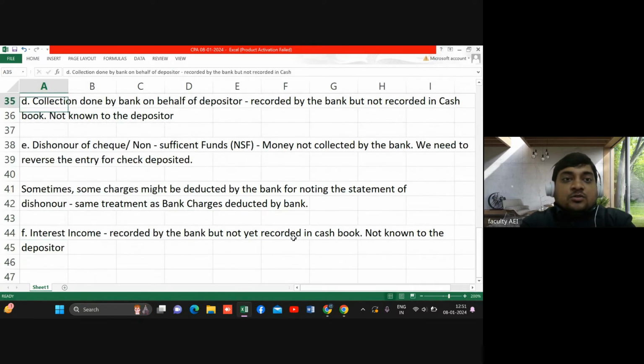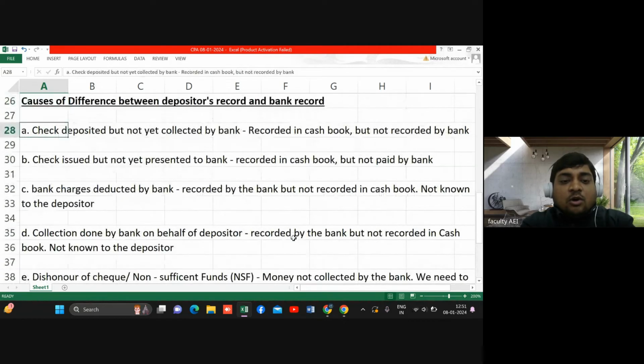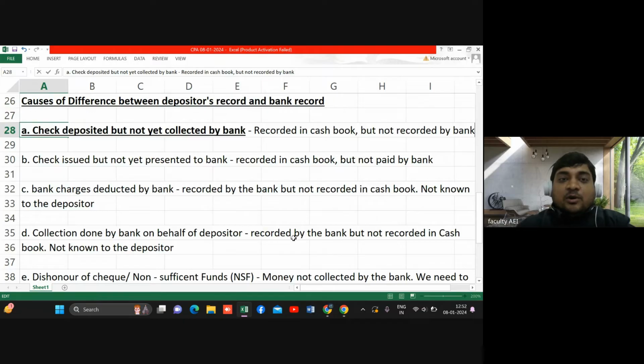Right. So these are a few causes of differences between your depositor record and your bank record, right? So this is basically deposit in transit, right? Whenever you collect a check from a customer, then and there you record it in the cash book. You increase your balance with the bank, and the bank will record it only when it is collected by the bank. So as of now, it is not collected.